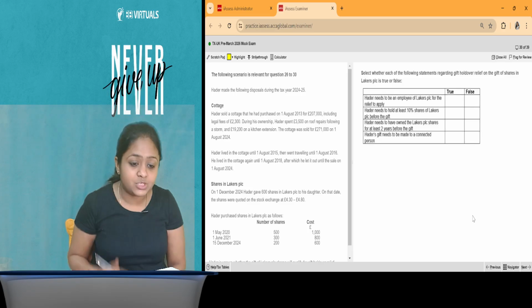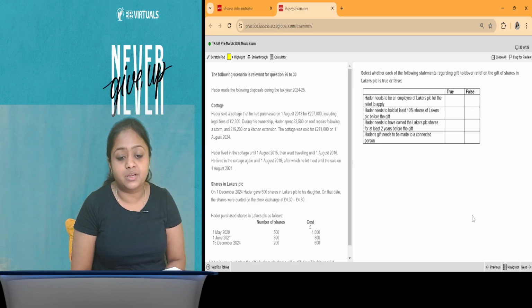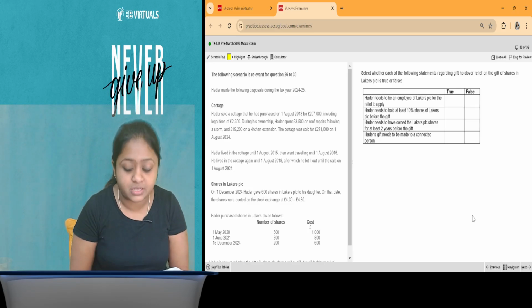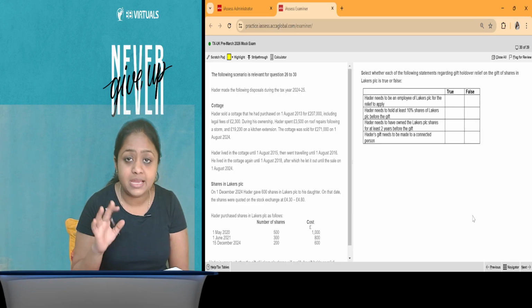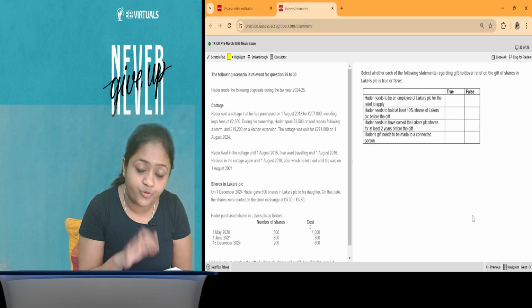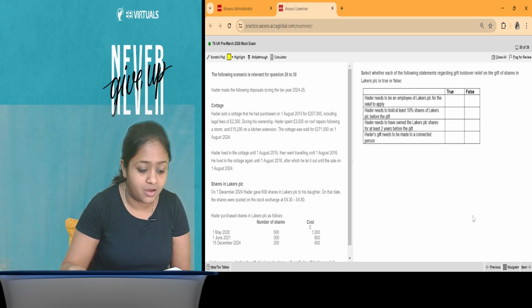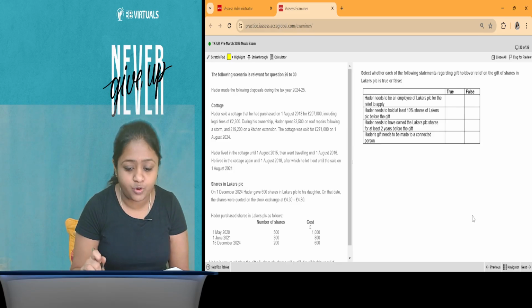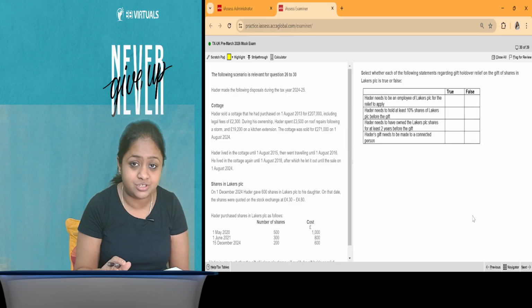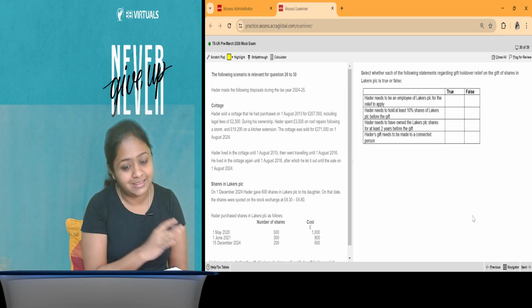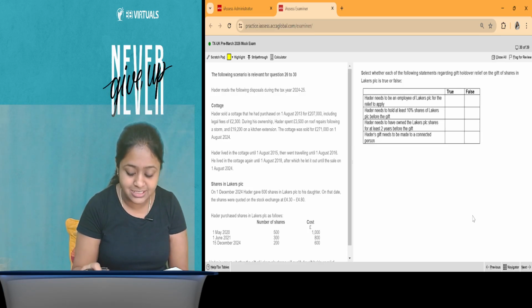Next one, select whether each of the following statements regarding gift holdover relief on the gift of shares in Lakers company is true or false. Okay, just simple true or false. So he's unsure about gift holdover relief, right? So it's the last question for section B and this case study as well. Okay, let's discuss this.